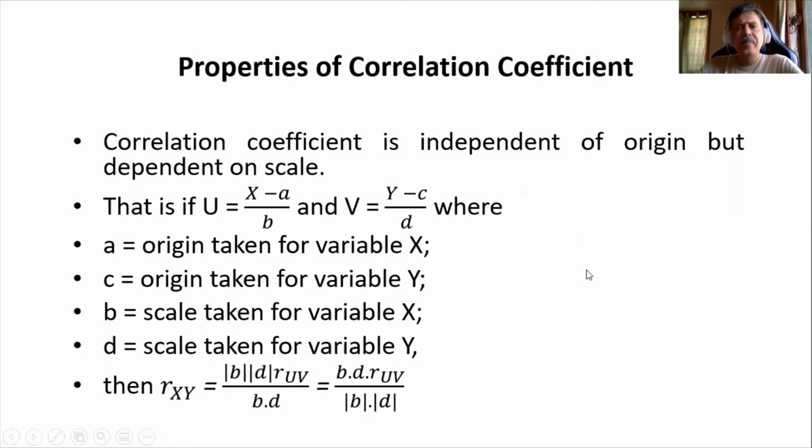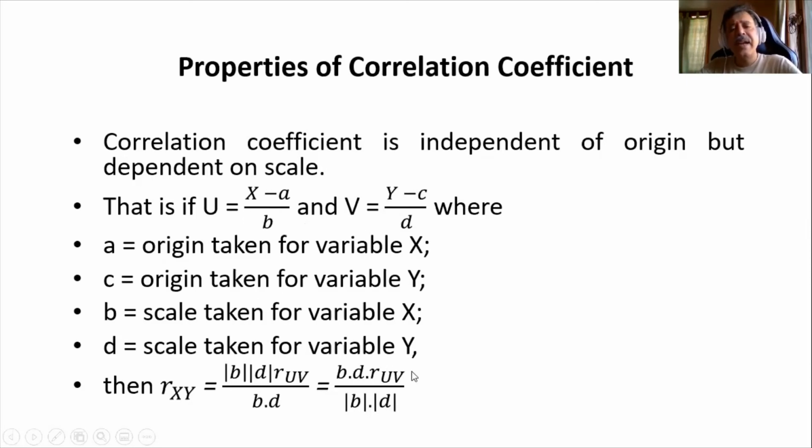The third property, it is independent of origin and dependent on scale. Means if the data is having larger numbers, those numbers can be simplified by applying this property. I can bring in a new variable u, which is x minus a by b, and a new variable v, which is y minus c by d, where a and c are the origins taken for x and y respectively, b and d you call it as a scale taken for x and y respectively.